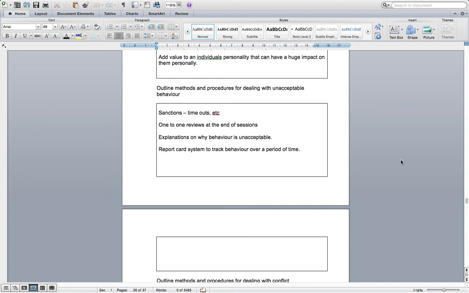Okay, so if someone sits out for 5 minutes after bad behaviour, you can have one-to-one reviews at the end of a session to identify key points which you weren't happy with or that they need to change in the future. That gives you another opportunity to give an explanation on why the behaviour is unacceptable, what the risks are. Because some people might behave in a certain way and not be aware of the impact that they're having on other people around them.